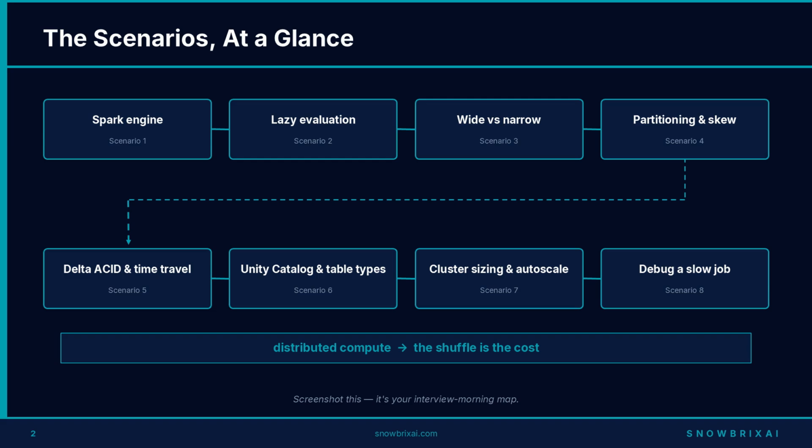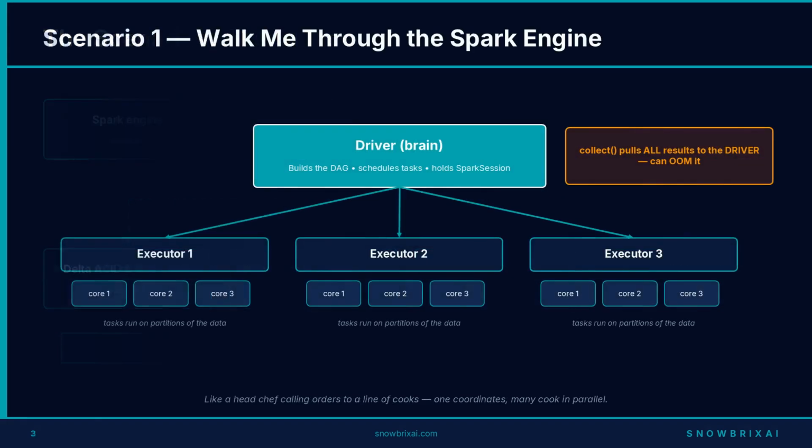But here is the secret, one thread ties every single one of them together. Spark is a distributed engine and the shuffle is where it hurts. Keep that idea in your head all day. Screenshot this slide. It is your interview morning map. We just opened the door. So let us start with the engine itself.